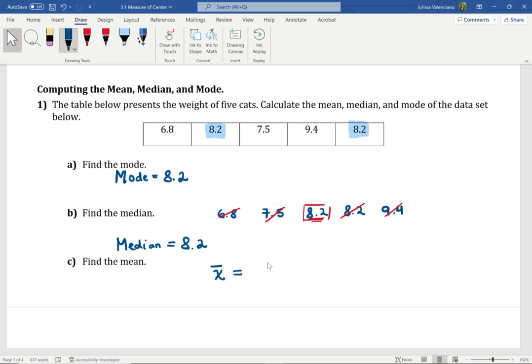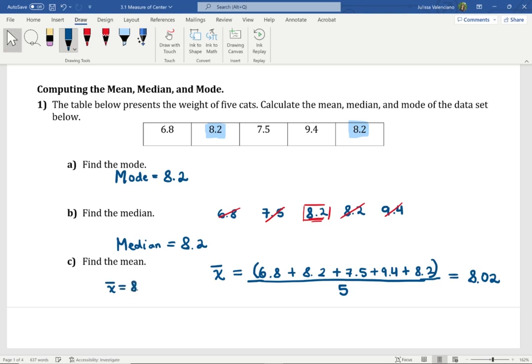To find x bar, we take the sum of all x values, and then we divide by the number of x values that we have. We have 5. Again, here in the denominator, you can think of dividing by the number of x values that you have, or you can think of dividing by the sample size. Remember, if you're going to do this on your calculator, you need to place parentheses around the numerator. You should be getting x bar equal to 8.02. So that is the mean for this data set. I'm just going to write x bar is equal to 8.02.